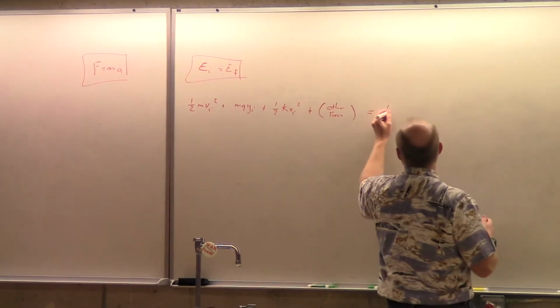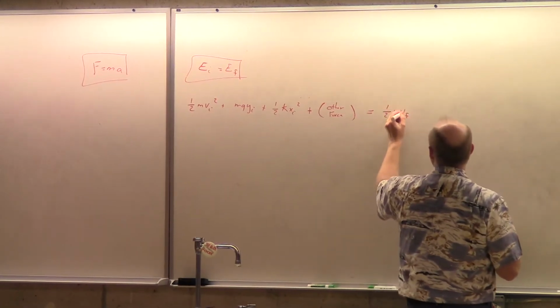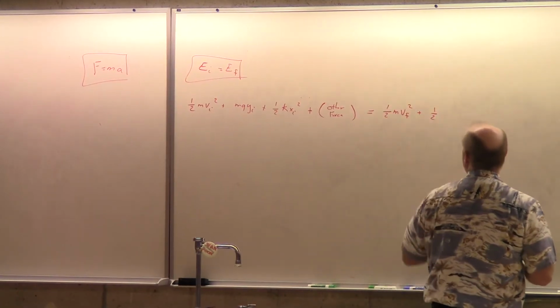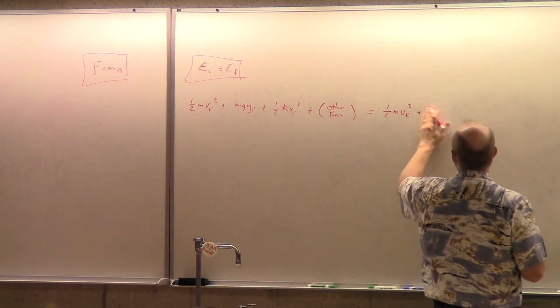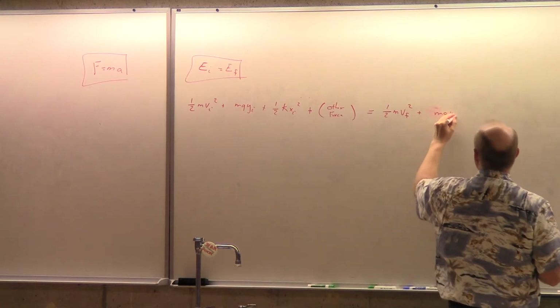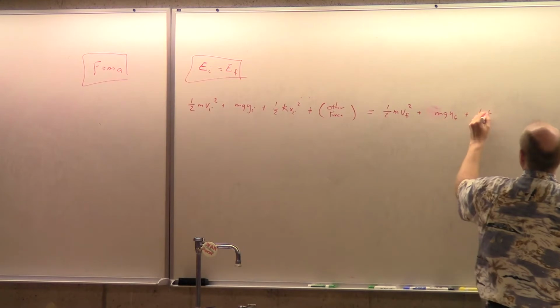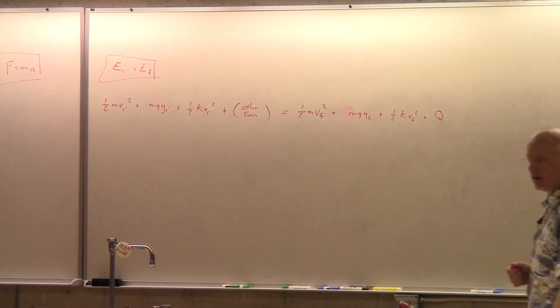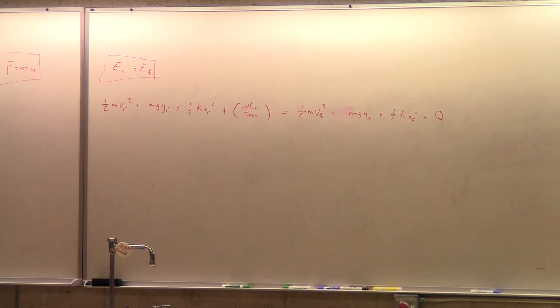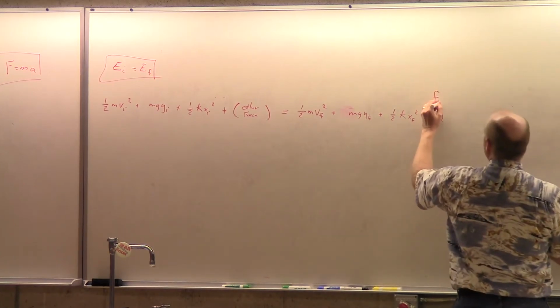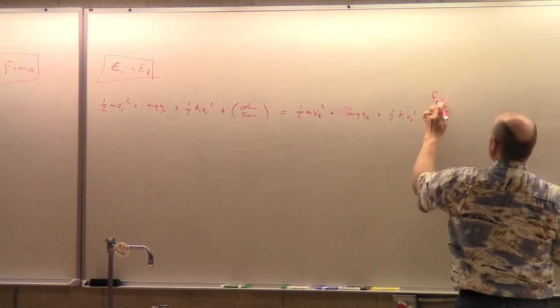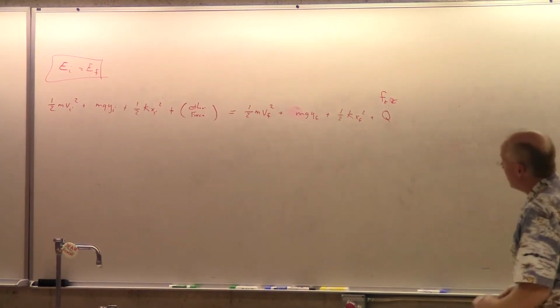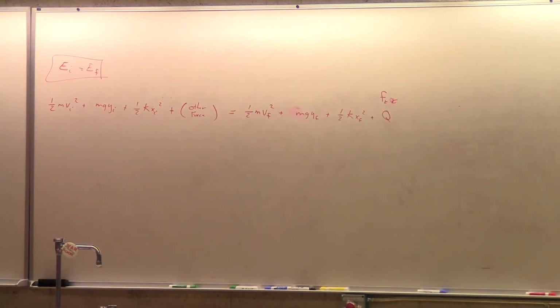Then on the other side of the equation, we had 1/2 mv final squared, 1/2 mgy final, 1/2 kx final. And then we had any heat that was created in the process, which I guess we wrote as force of friction times the distance traveled. And now that I think about it, I don't even know if we wrote out every term.